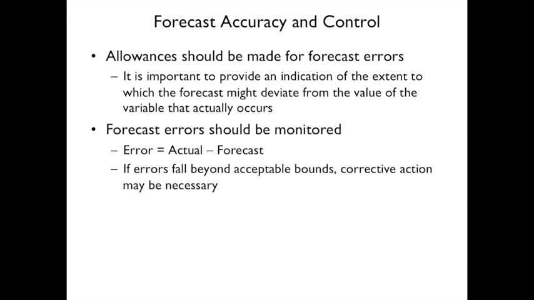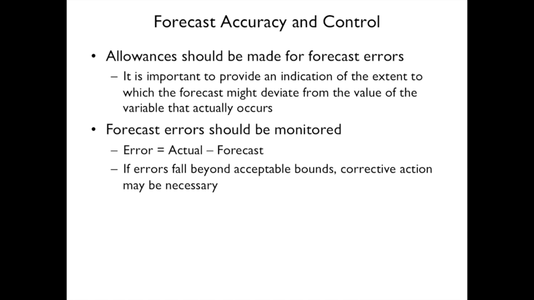Forecast accuracy and control. So you need to make allowance for forecast errors. So if you can quantify what you expect the error to be, then you can take that into account. If you say, we think we're going to have 400 customers tomorrow, but it might be 450, you can plan for 450 in such a way that if 450 show up, you won't be hurting. You'll have enough inventory, enough staff.